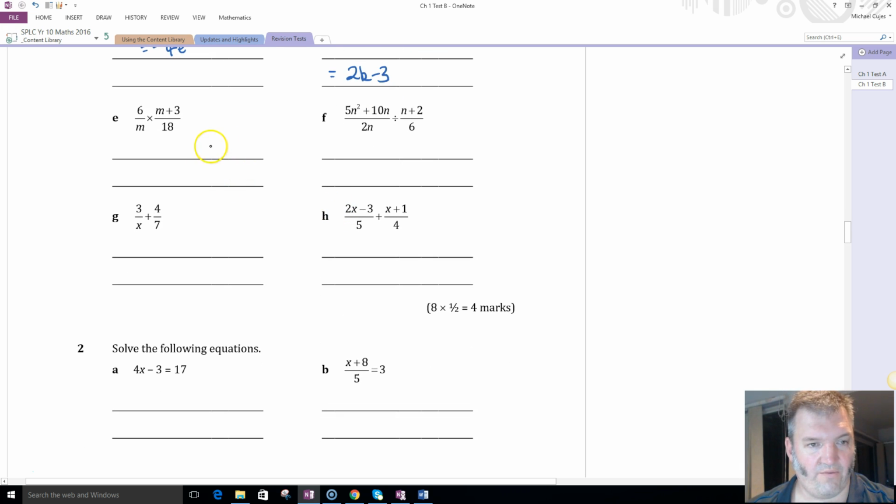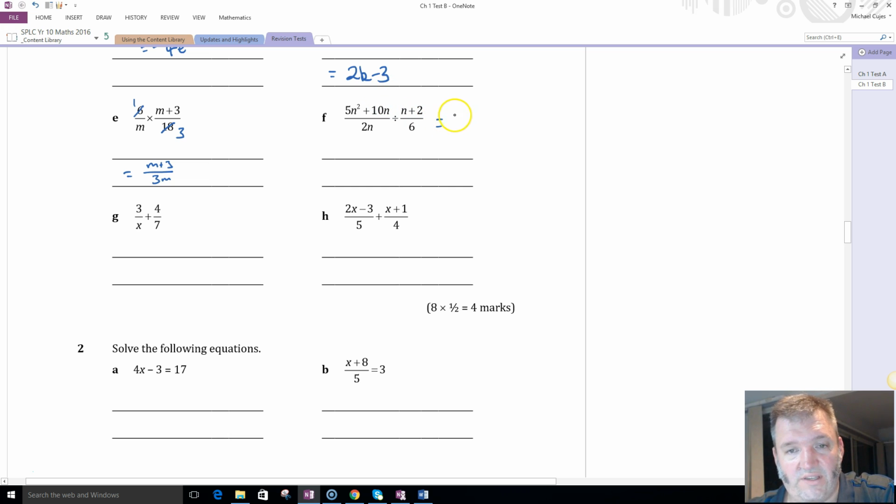Again, can only cancel common factors, so for this one over here, 6 goes into 6 once, and into 18 3 times. This expression isn't factorised, and in fact can't be, so I'm left with m plus 3 over 3m. That's all I can do.